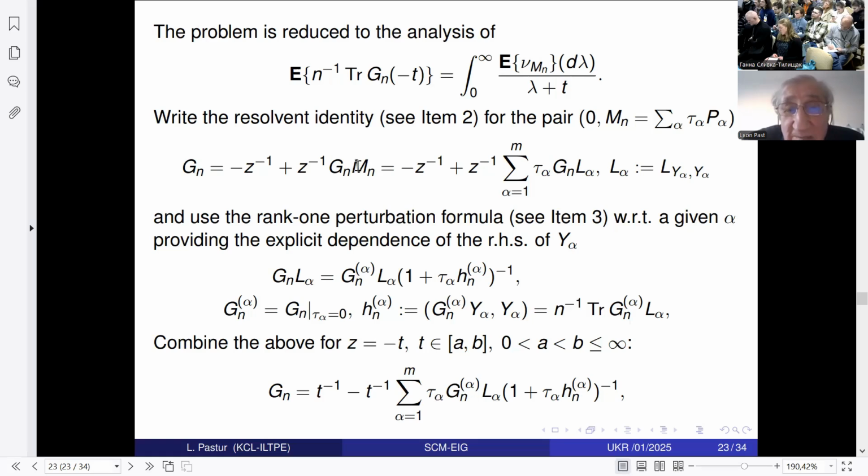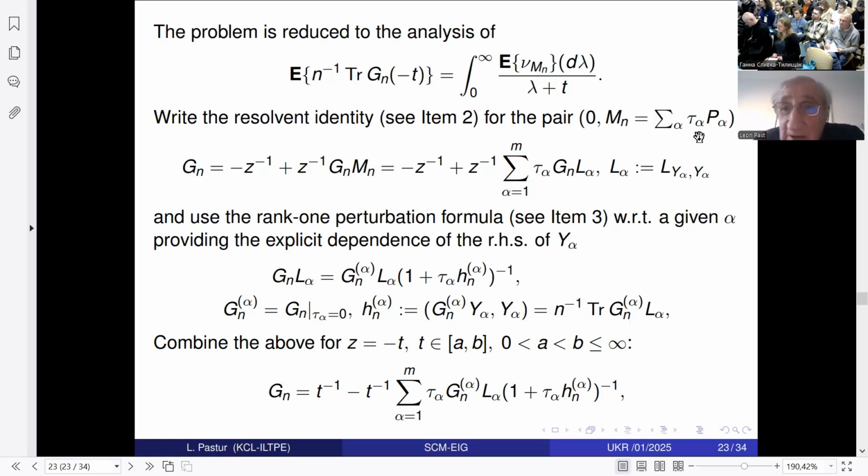Now I recall that my matrix is a sum of rank 1 operators, and I can rewrite it in that way. I remind you, this is notation for simplicity: I denote by L subindex alpha my rank 1 operator.